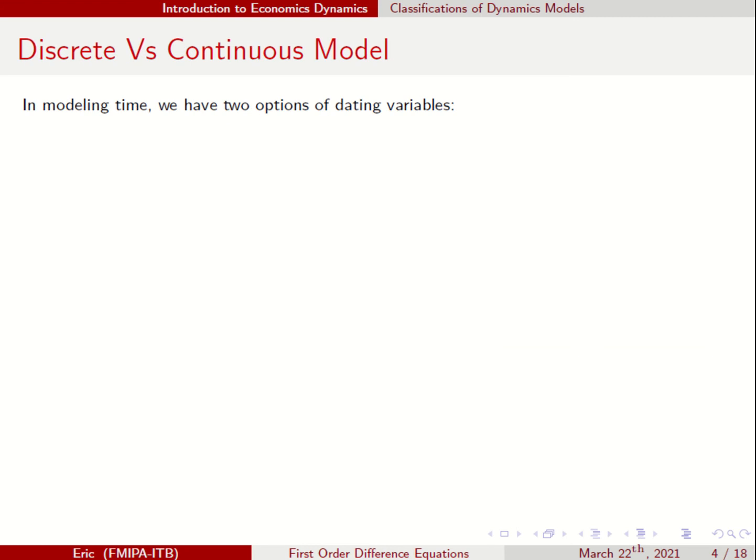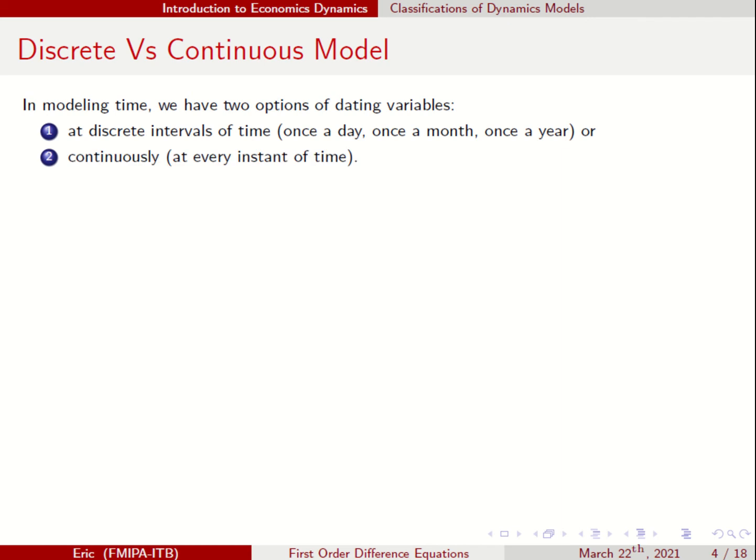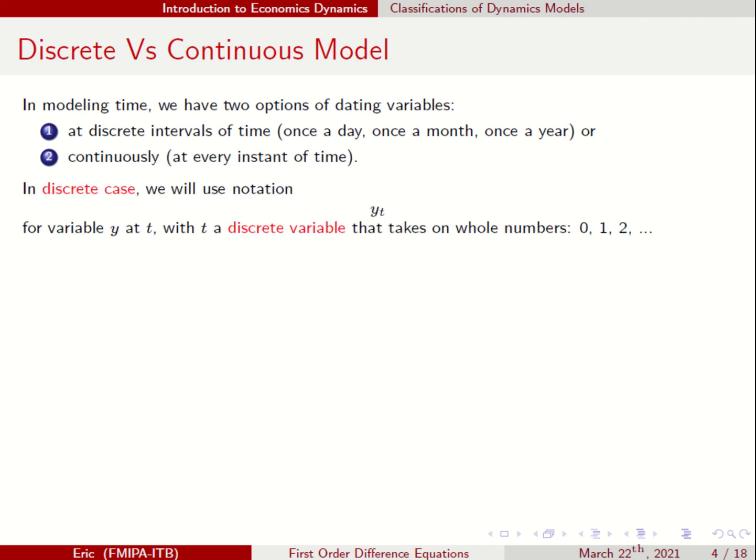First of all, we would like to talk about modeling time. In modeling time, we have two options of dating a variable: at discrete intervals of time, once a day, once a month, once a year, or continuously at every instant of time. In the discrete case, we use the notation yt, where y is the variable and t is the time. t is a discrete variable, so t takes on only whole numbers 0, 1, 2, 3, 4, and so on. We cannot have y of 1 and a half, y of 2 and a half, or y of the square root of 2, because the time should be a discrete number, that is, a whole number 0, 1, 2, and so on.